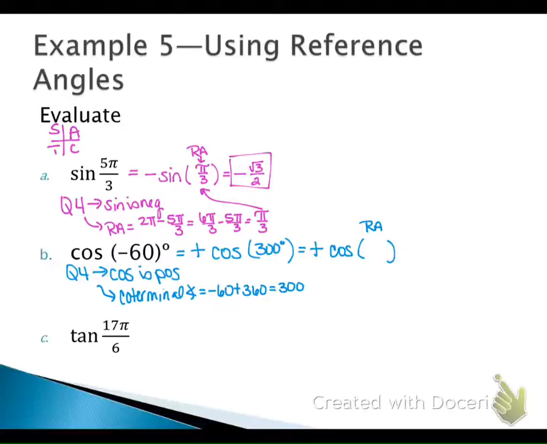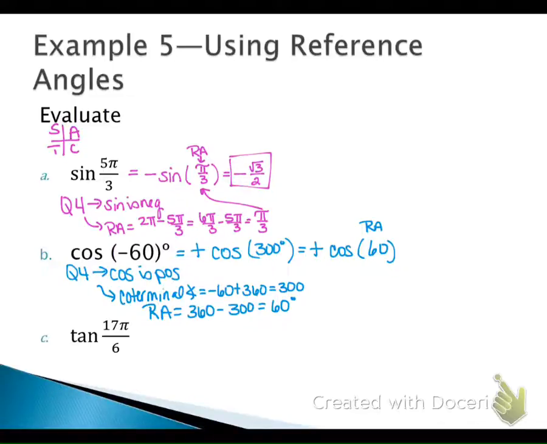In quadrant 4, remember, your reference angle is 360 minus your angle. So we find our reference angle is 60 degrees. Is that a coincidence that it was 60 degrees and we had negative 60 degrees? No. It'll work like that every time as long as it's somewhere between 0 and 90.